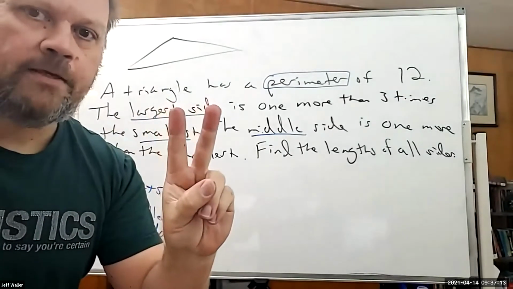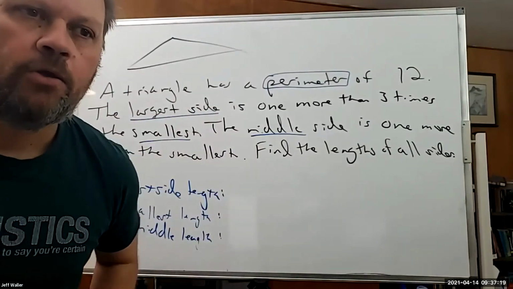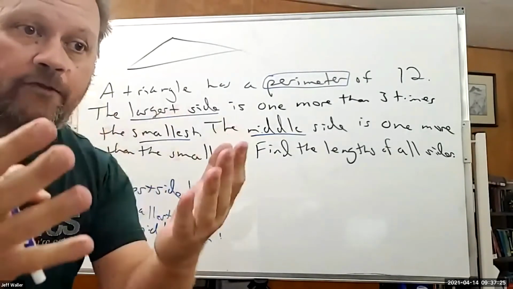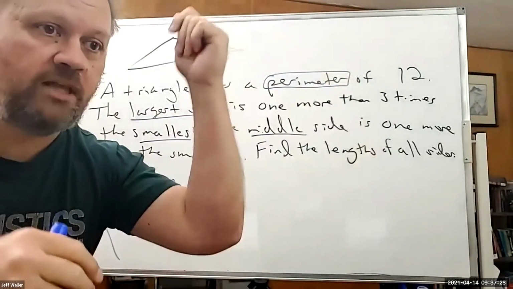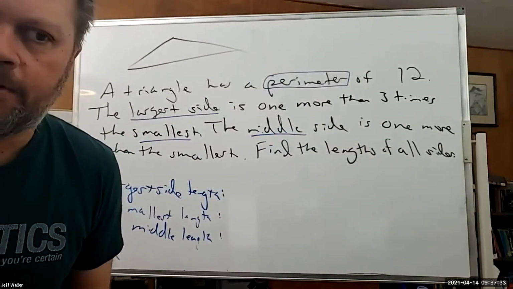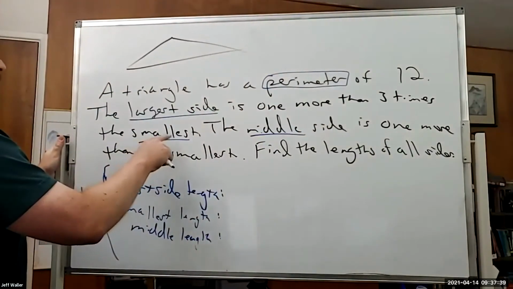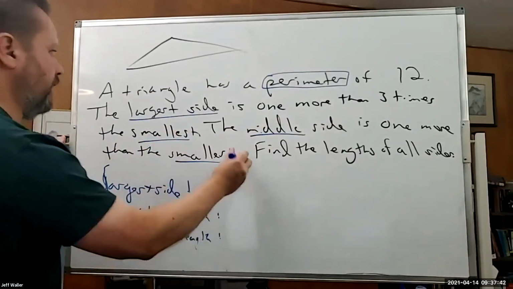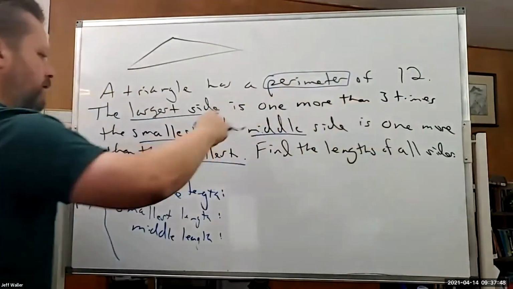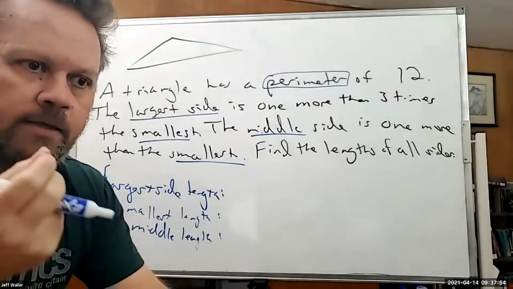Now, here is the key question. The second step is, what am I going to call x? Which thing do I need to know first? There's a certain side that if I gave you its length, you could figure out the other two. Can anybody tell which side I should know first? The smallest. Why? Because the largest is 1 more than 3 times, and the middle is 1 more. Yes, so the largest depends on the smallest, and the middle depends on the smallest. That is a key skill to have.